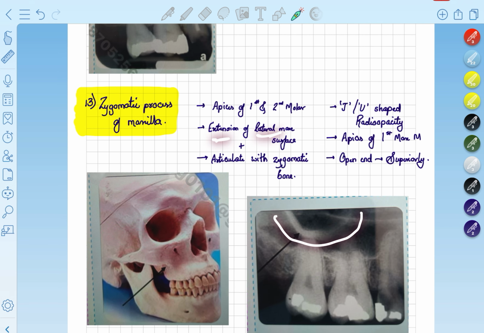It is an extension of the lateral maxillary surface which articulates with the zygomatic bone. How does it appear? J or U shape. This is our J and this is our U. The opening is towards the upper surface. It appears as a J or U shaped radio-opacity, as it is a bony structure located at the apices of the first maxillary molar. The open end is situated superiorly.